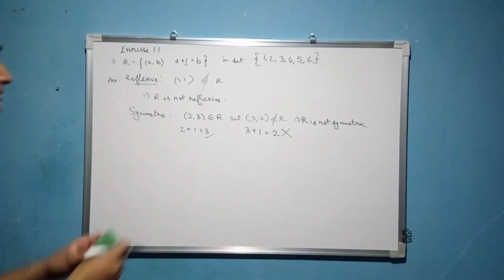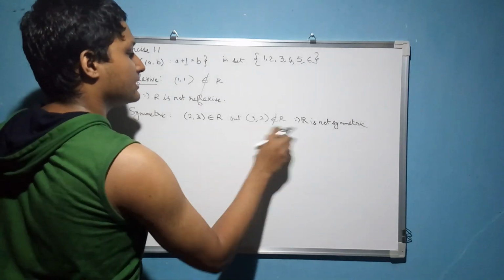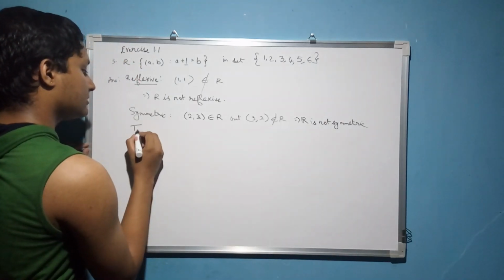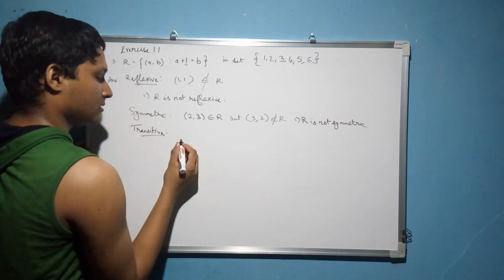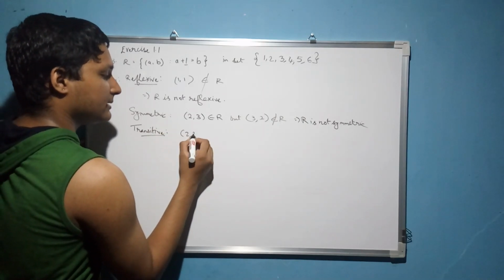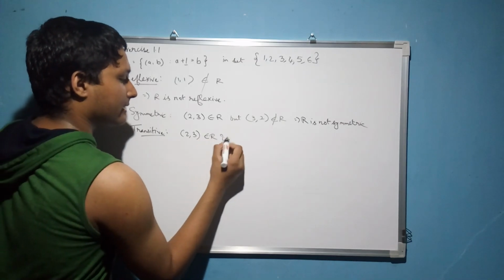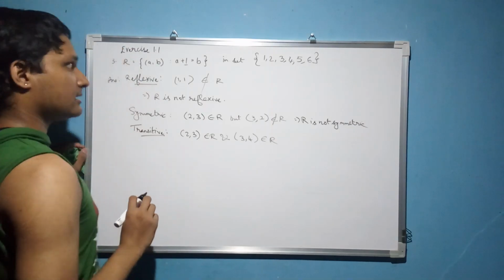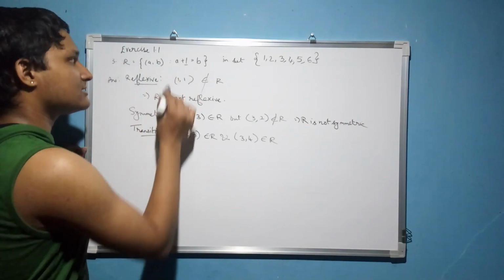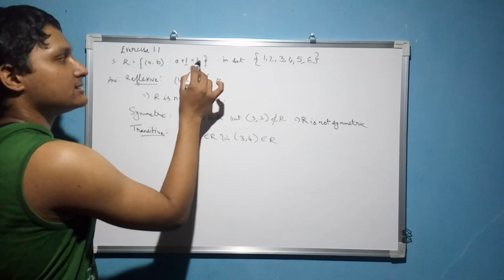Next example. Okay, next part is the transitivity. For proving transitivity, we need to take a different example. 2 comma 3 belongs to R and 3 comma 4 also belongs to R. Let me check whether it's really because it's just x plus 1 is equal to y.